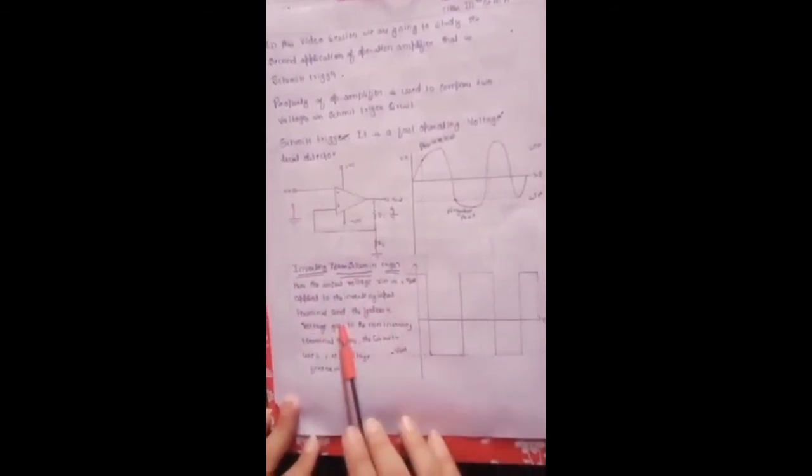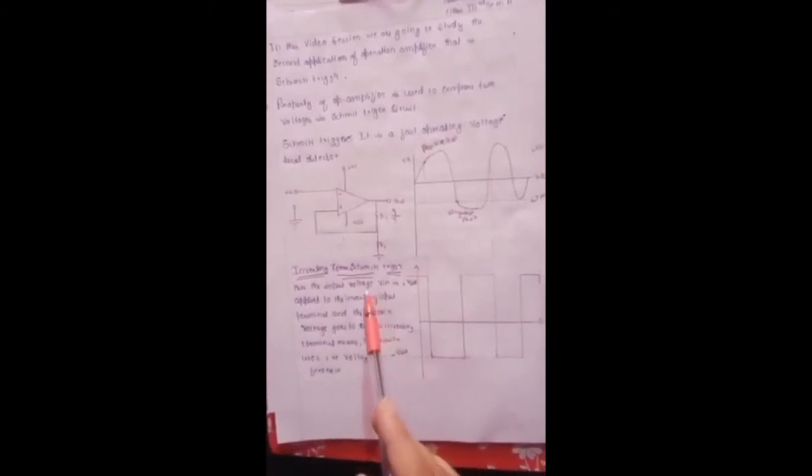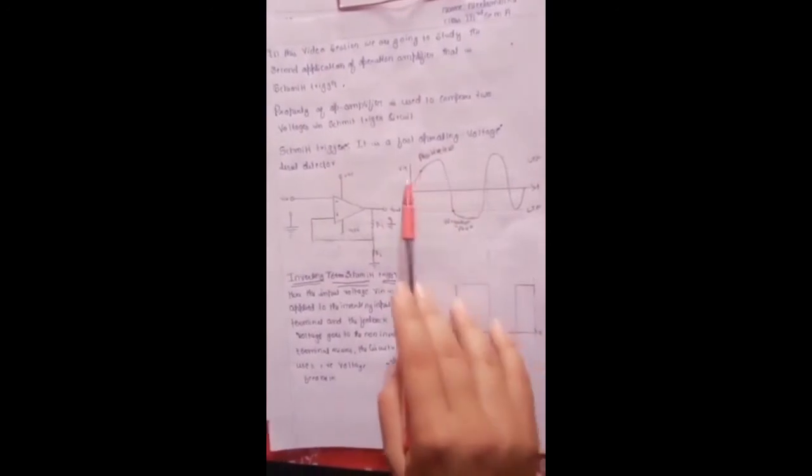Here, the input voltage Vin is applied to the inverting input terminal, and the feedback voltage goes to the non-inverting terminal. This means the circuit uses positive voltage feedback. We will see the working of it with reference to the waveform.